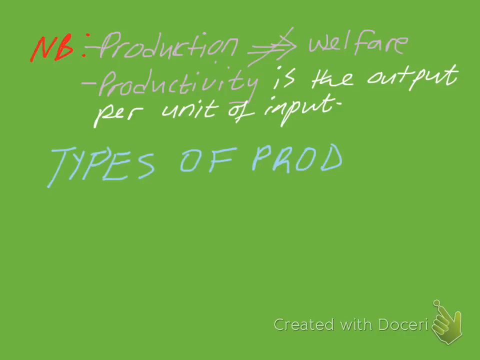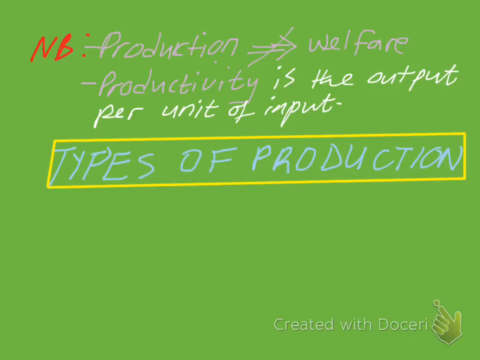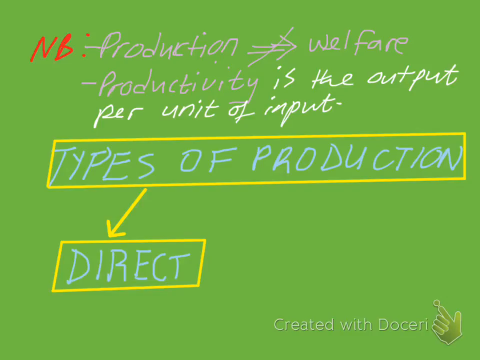Types of production. There are two types of production. First is direct production. Direct production refers to production of goods for personal satisfaction, that is, producing for personal consumption. Example, cultivating tomatoes for personal consumption by a family, not for resale or for use in further production.